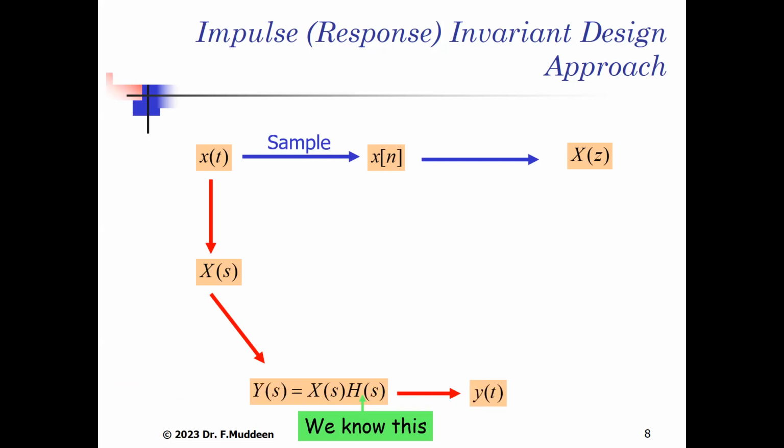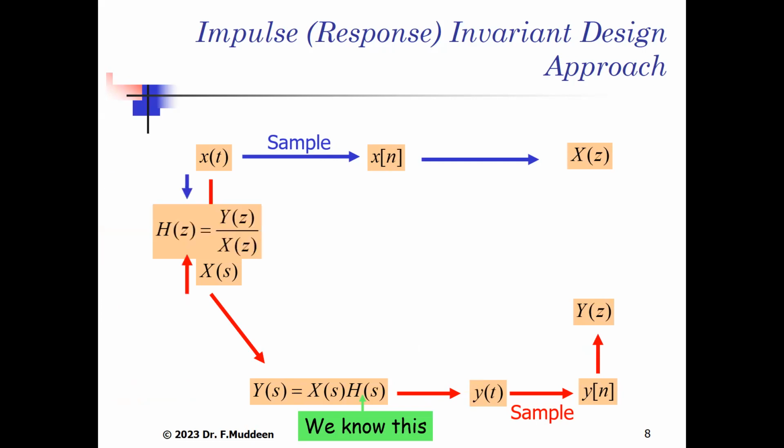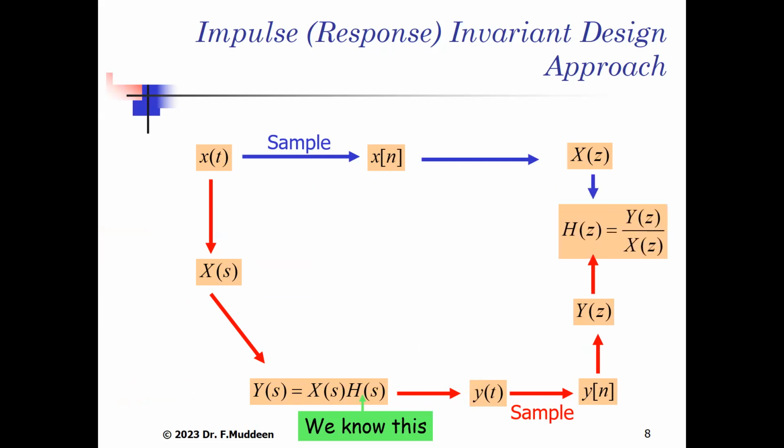From this now, if I know Y(s), I can get y(t). Then from y(t), I could get y[n]. Then from y[n], of course, I get Y(z). So now I have both X(z) and Y(z). So therefore, I can get the transfer function that I want. So this is how I'm going to move from H(s) to H(z).